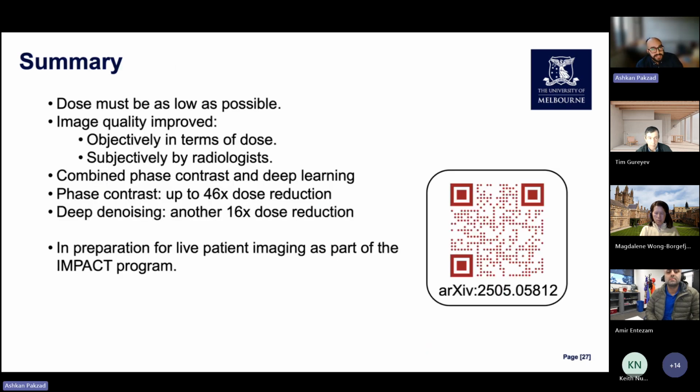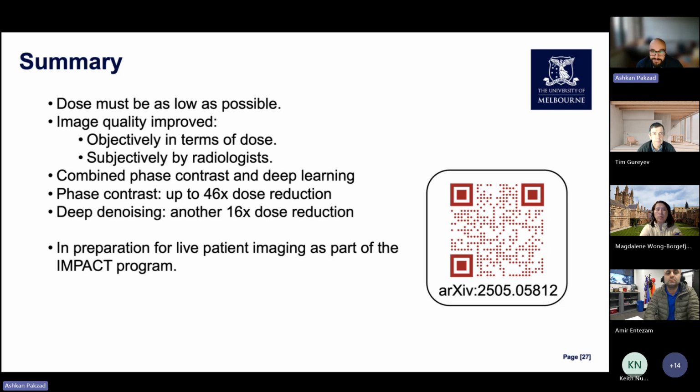And in summary, the dose must be as low as possible, and it always comes back to this. And it's at the forefront in our study compared to what a lot of denoising studies might consider. And what I mean by that is we have been objectively measuring how well our denoising works in terms of dose and dose equivalence. And we're also very much interested in the subjective viewpoint, of course, of our radiologists and what they think in terms of image quality.